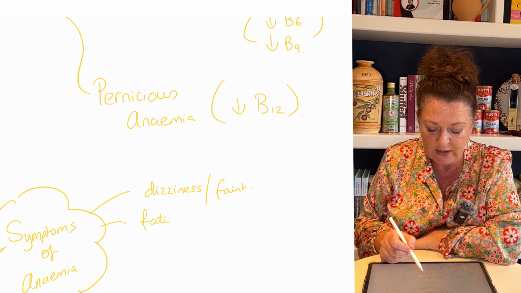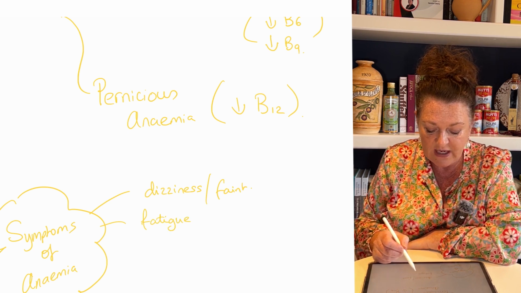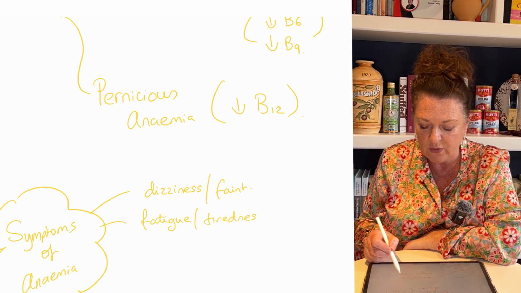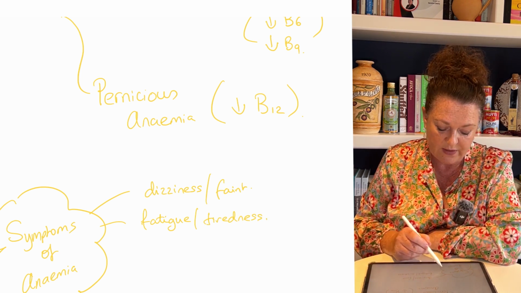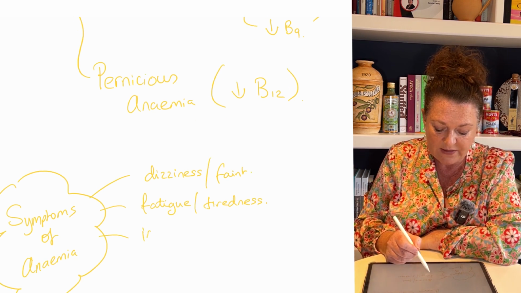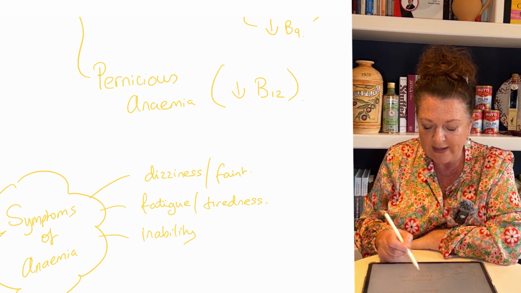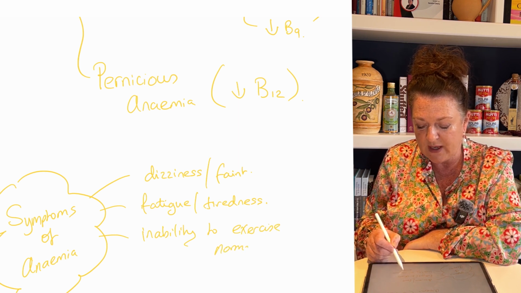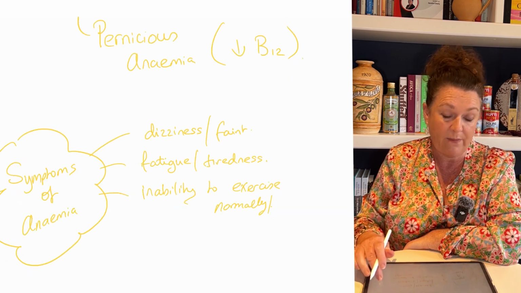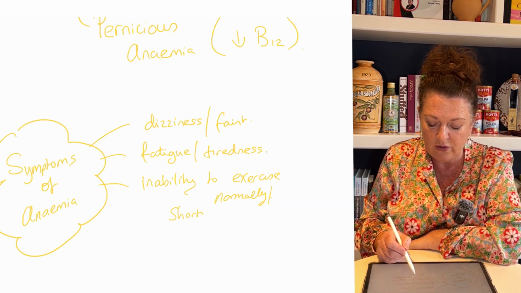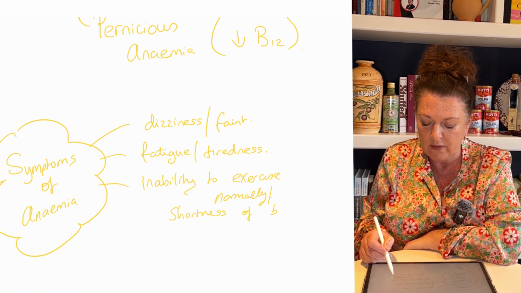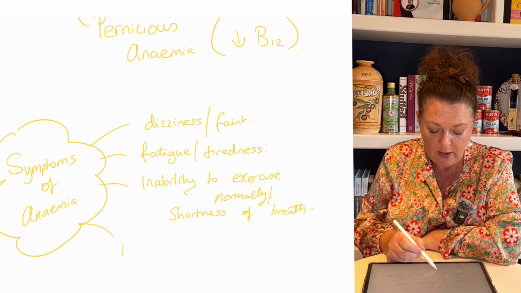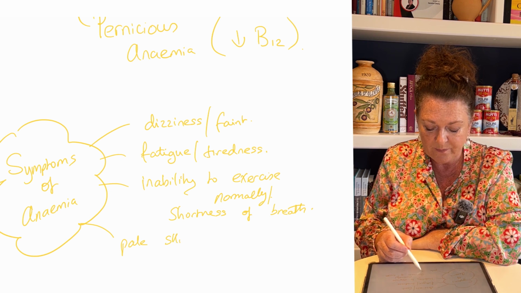Also, a lack of oxygen can lead to fatigue or this tiredness. So fatigue or tiredness. Then you have an inability to exercise normally. So shortness of breath, for example, we could write here. And then in terms of a person's pallor or colour, so pale skin.